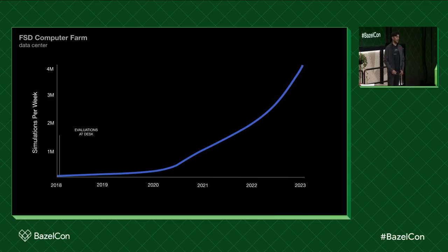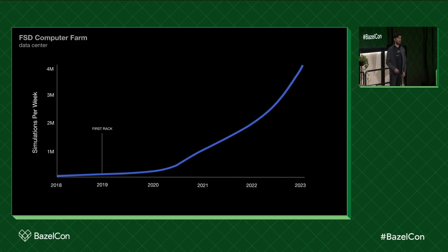In 2018, we had FSD computers running at desk, and our evaluation volume was relatively low. We built our first full rack in 2019 and filled our first data center by the end of 2020 with 30 million simulations of yearly capacity. In 2022, we're running 2 million sims a week, and this kind of scale brings us a lot of unique software challenges across networking, distributed computing, and storage.